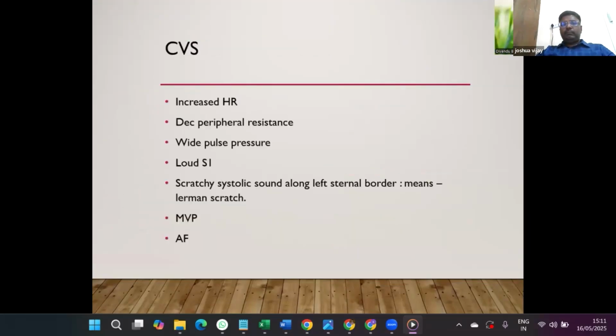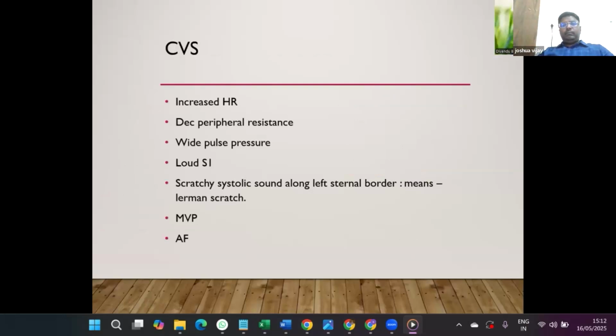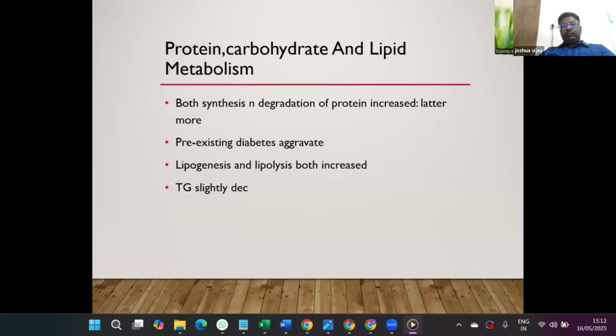Now, what are the systemic effects of increased thyroid hormone? It increases the heart rate and decreases the peripheral resistance, so the pulse pressure becomes wide. There is a loud S1, and we can hear a systolic murmur on the left side of the chest, called the Means-Lerman scratch. It can be associated with mitral valve prolapse and atrial fibrillation.